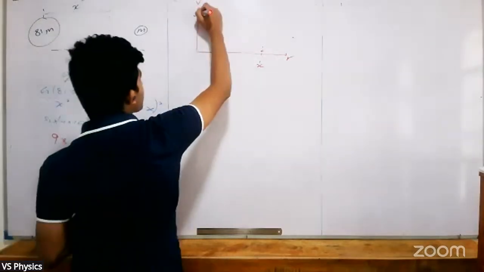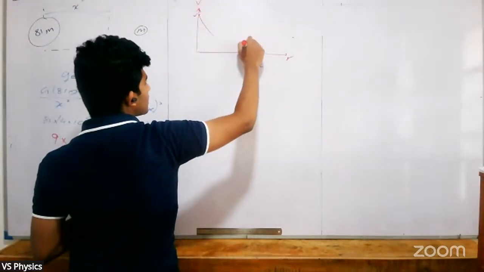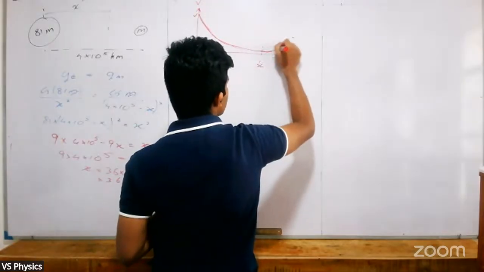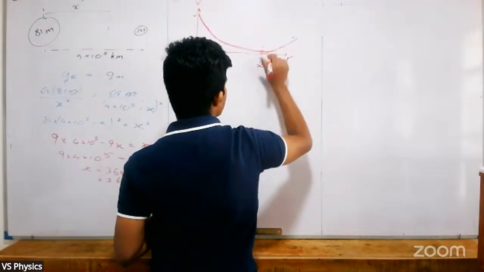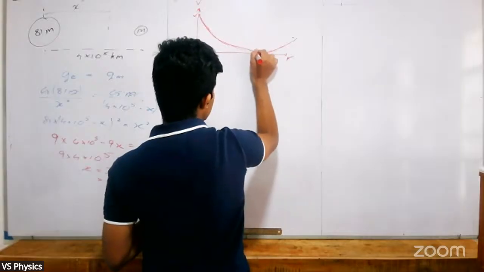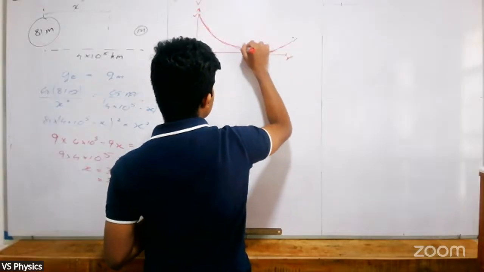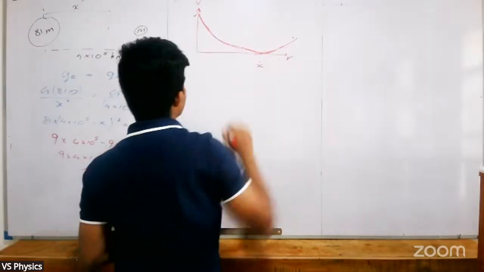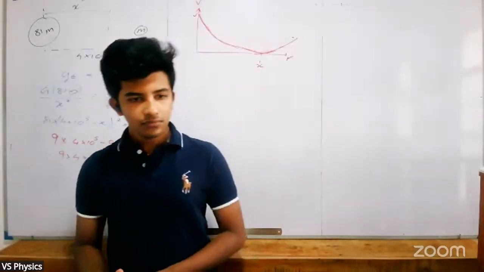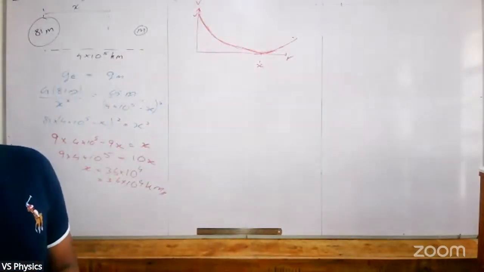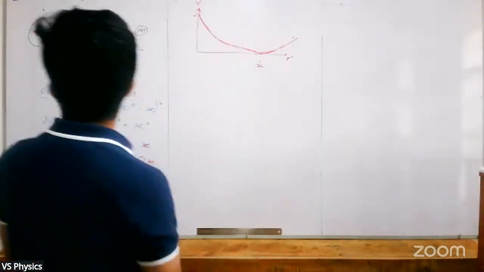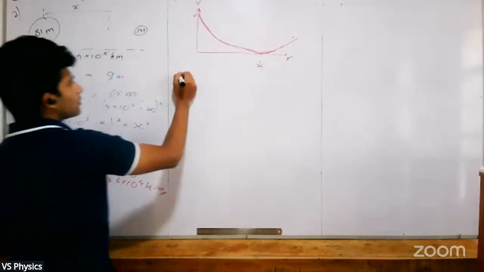We can draw something like this. Normally, we cannot say velocity at the center is 0, but we can say velocity at x is always minimum. Okay? That's our second question. Now let's go to third question.